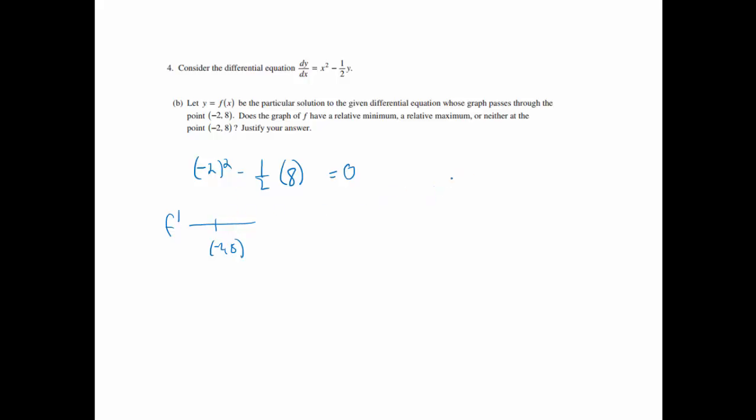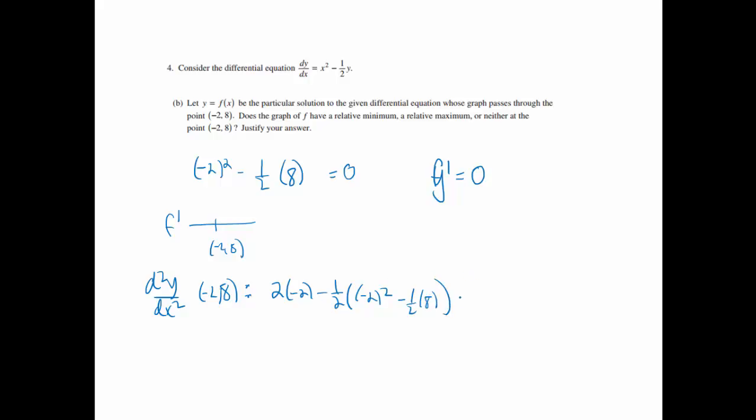There's something that's called the second derivative test. So if y prime is equal to 0, we're actually going to be testing y double prime. We're going to put (-2, 8) in there. So if we find the second derivative, which we already found, and plug (-2, 8) in there, we will end up getting 2 times -2 minus 1/2 times ((-2) squared minus 1/2 times 8). So that answer is going to equal -4. So we found out that y double prime is less than 0. It was a negative answer.